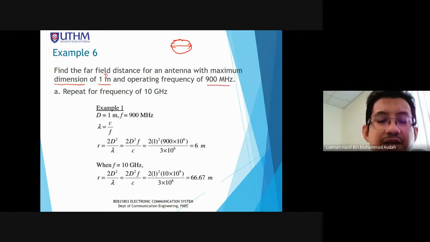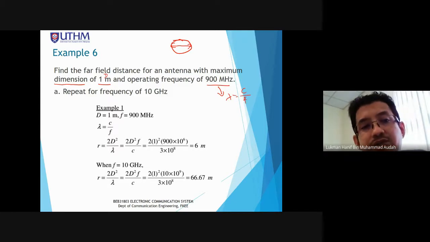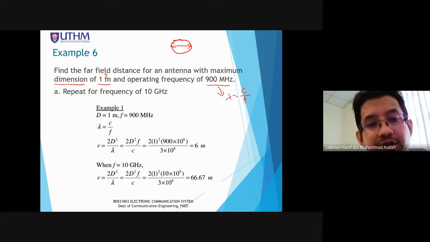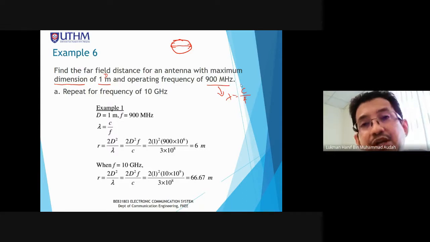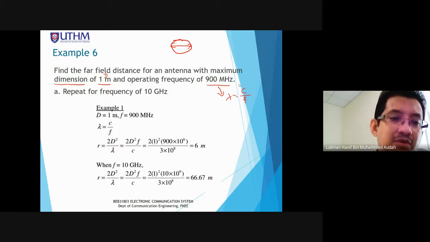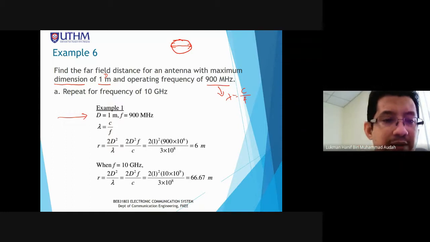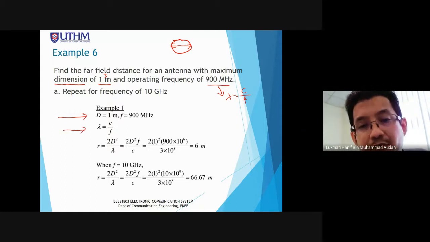Operating frequency at 900 megahertz. Of course, from here we can find lambda. Lambda is equal to speed of light divided with the frequency. Okay, kita boleh cari. So soalan tanya apakah dia far field distance. So kita perlu mencari 2d square over lambda. Okay, kita nak mencari jarak 2d square over lambda. So first of all, ini yang diberi. Okay, so we can find the lambda is equal to c over f.